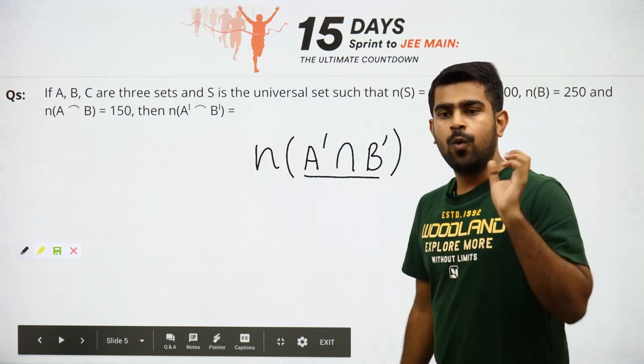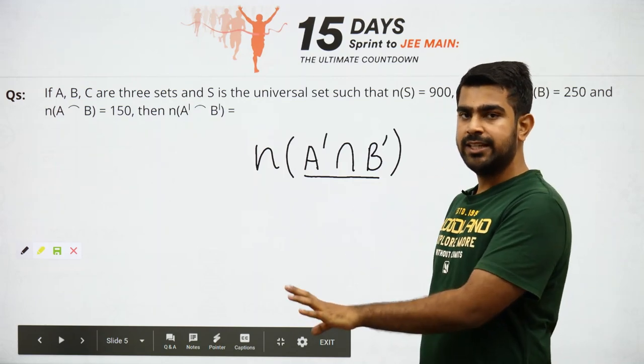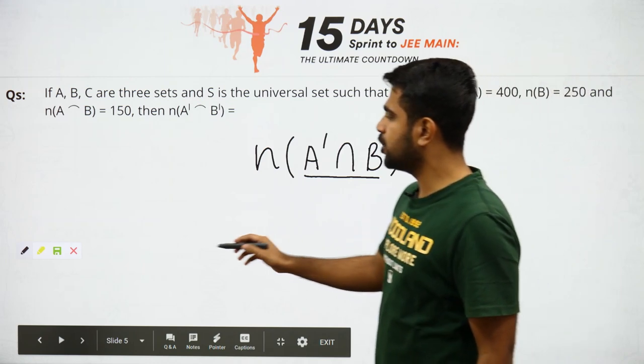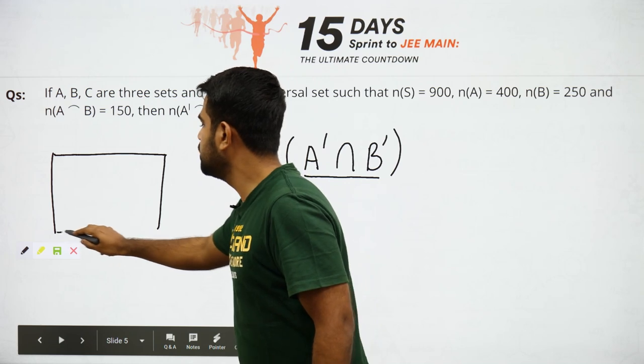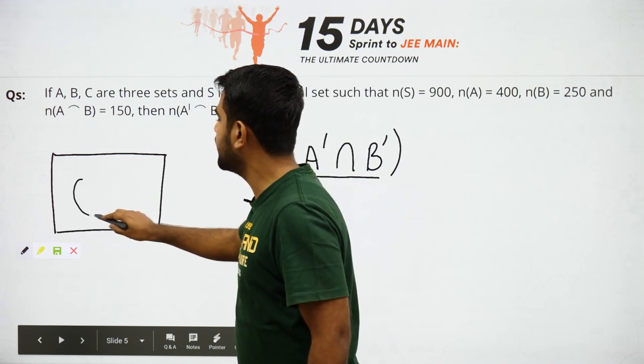So let us look at what this region is going to be. Let me draw a Venn diagram for you. Let's say this is my universal set. And let's say there are 2 sets A and B.